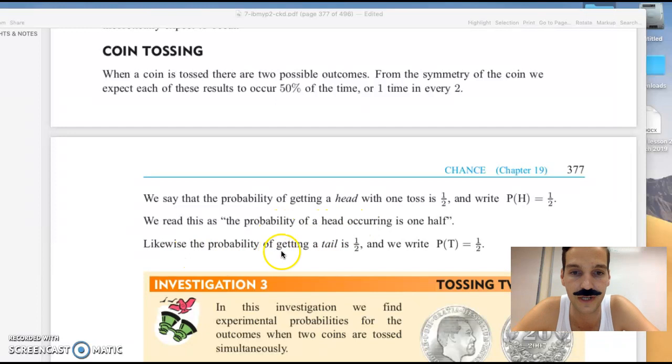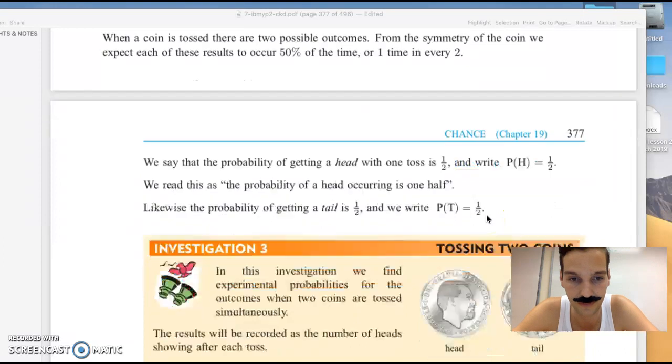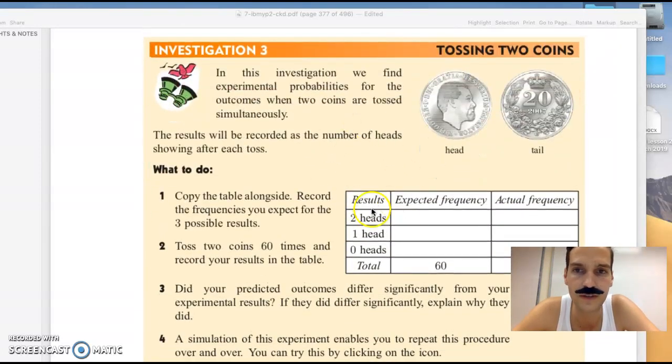Likewise, the probability of getting a tail is 1/2, and we write this as P(T) = 1/2. What you should realize here is that these are the only two possible outcomes, heads and tails, as we discussed earlier. And if you add the half for tails to the half for heads, so a half plus a half, it equals 1. When we are doing theoretical probability, if you add all the probabilities together, it should always equal 1. Keep that in mind.